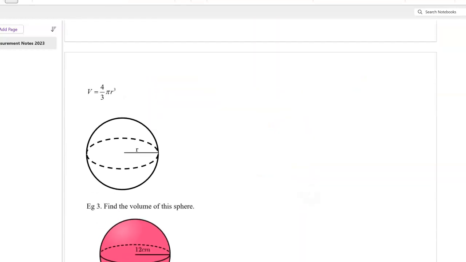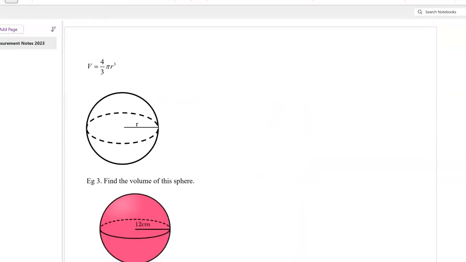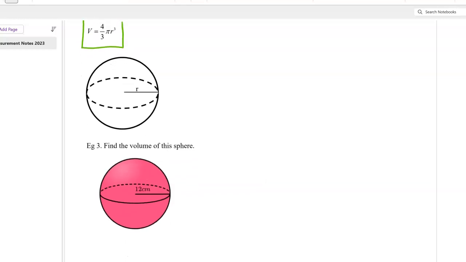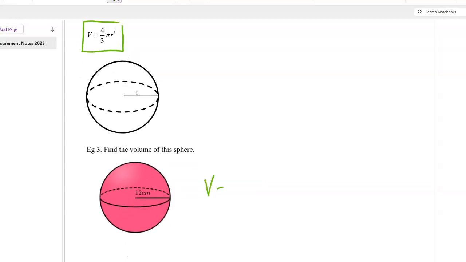All right, and the last formula, this one you probably do need to know. I'll give it to you, but there's no way to compare a sphere to another shape and say, oh yeah, that's 1/3 of some other shape. For volume of a sphere, you're just going to use the formula. Good news, it's a real easy one. 4/3 times pi times the radius cubed.